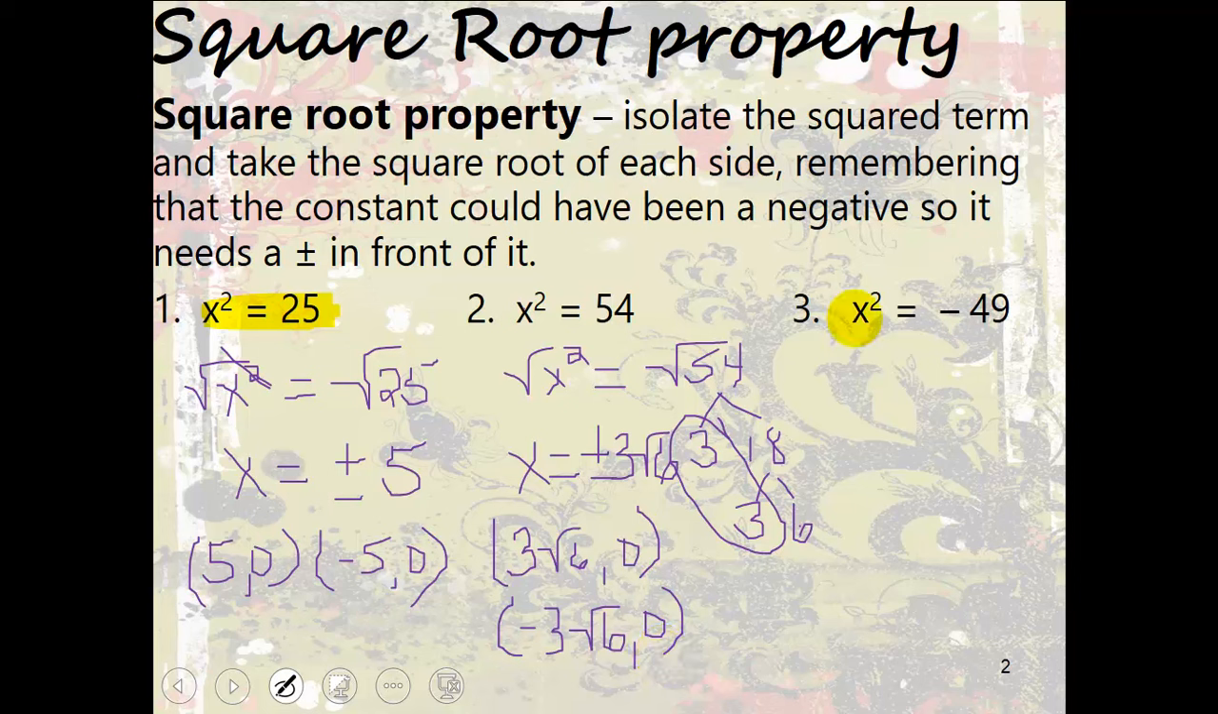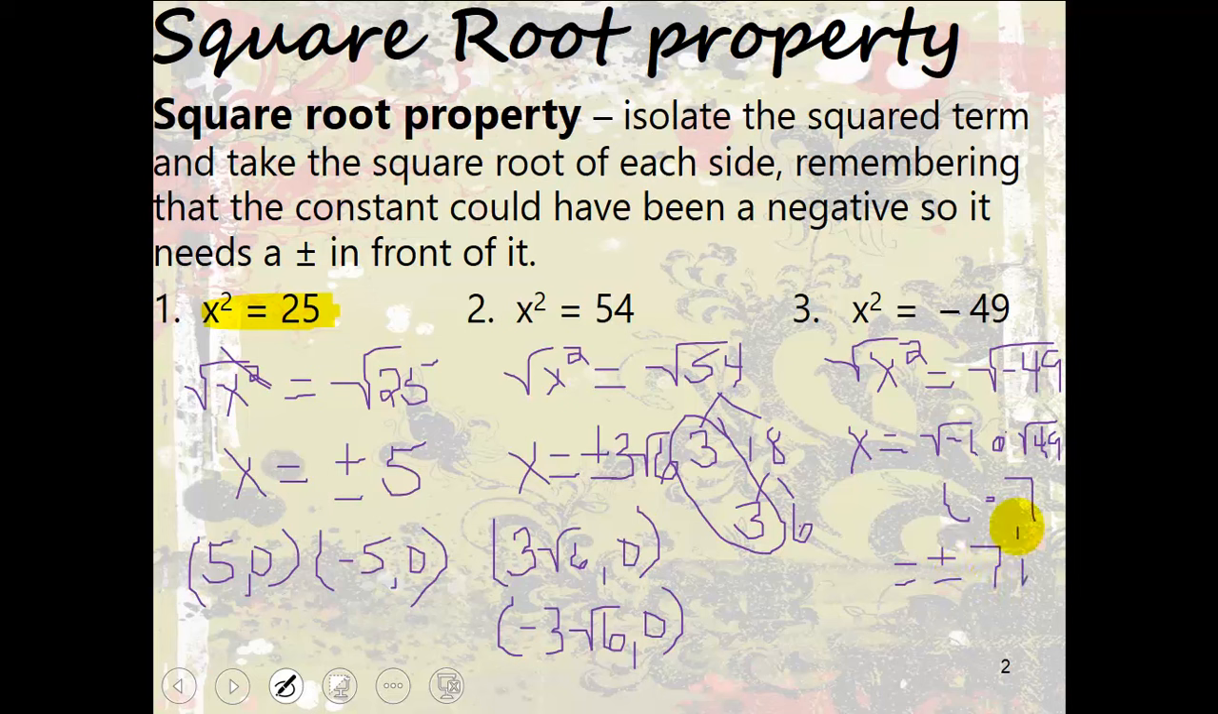X squared is equal to negative 49. I'm going to take the square root of both sides. And now I'm going to have a negative under my radical, which means that I have to take out a complex number, which is i. So I get x is equal to the square root of negative 1 times the square root of 49. This is i, and this is 7. So I get plus or minus 7i.